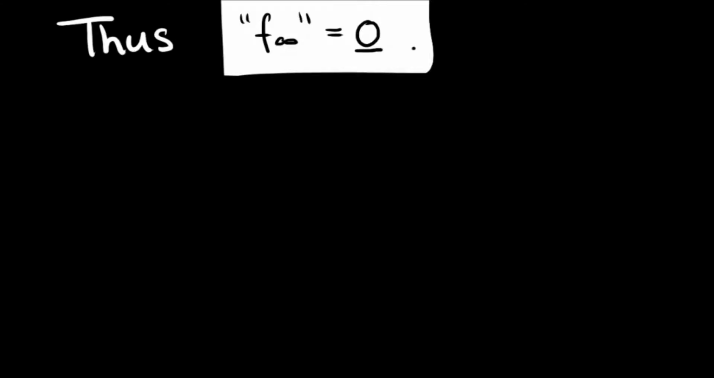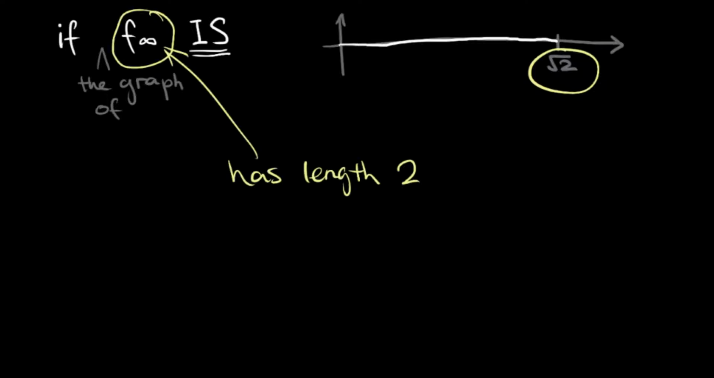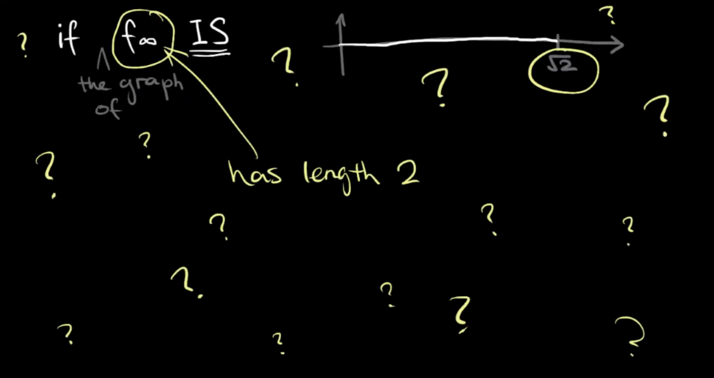So f infinity must be 0 everywhere. But wait, if f infinity actually is the horizontal line, which has length square root of 2, but also has length 2, does the square root of 2 actually equal 2?